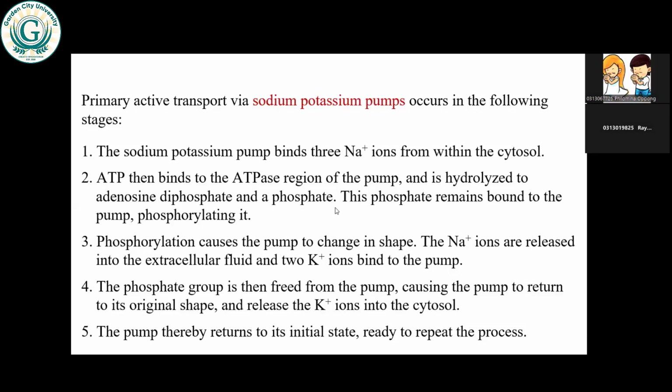Now, when that breakdown happens, it changes the shape of the pump, opening to the outside, to the extracellular region. When it happens that way, there is a release of the 3 molecules of sodium into the extracellular space. Then we have the release of the ADP and the phosphate group, or the detachment of the ADP and phosphate group from the pump. And that's going to bring back the pump to its original shape.